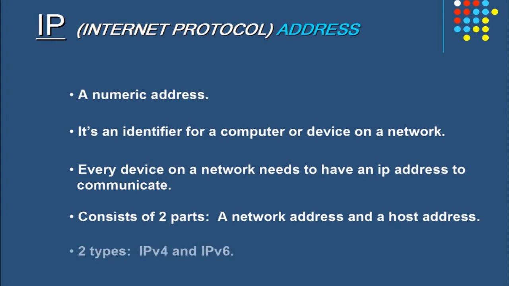There are also two types of IP addresses. The first one is the most common one. It's called IP version 4. And the second type is IP version 6. IP version 4 is the current version of IP addresses.